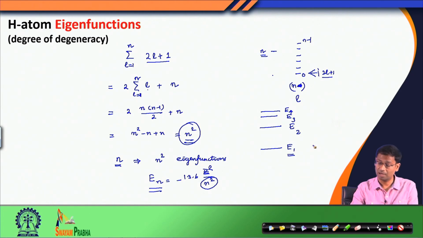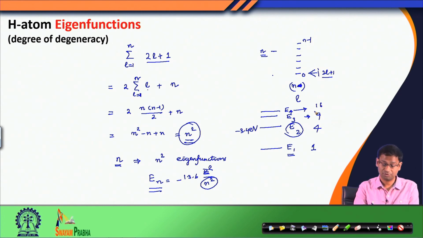So, for E1 I have n square is 1. So, there is one function which has energy of E1, which is minus 13.6 electron volt. For E2 I will have 4 different eigen functions which will have the energy of minus 3.4 electron volt, and n equals 3 I should have 9 energy levels, n equals 4 I should have 16 energy levels, and so on and so forth. So, for a given value of n, I have one energy, and corresponding to that energy I have n square number of eigen functions for hydrogen atom.